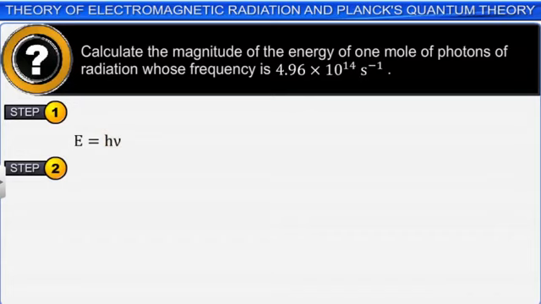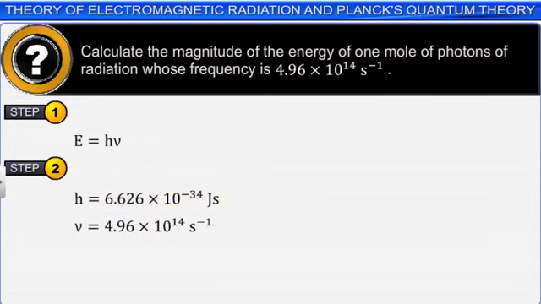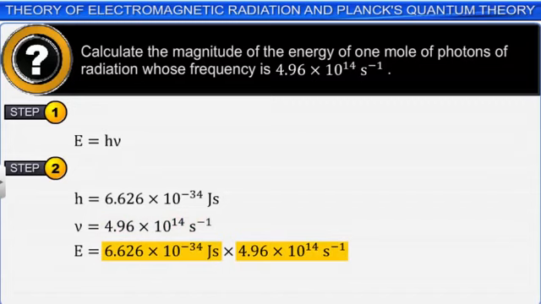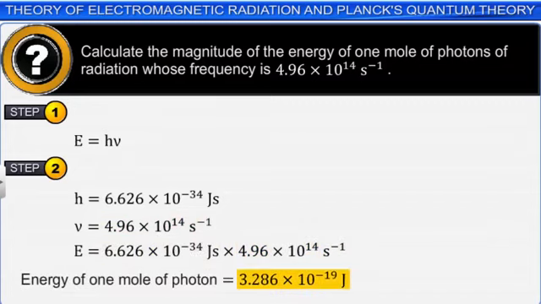In the second step, let us substitute the values of h, that is, 6.626 multiplied by 10 raised to the power of minus 34 joule/second, and the given value of frequency, that is 4.96 multiplied by 10 raised to the power of 14 per second. On substituting and solving, finally, we get 3.286 multiplied by 10 raised to the power of minus 19 joules.